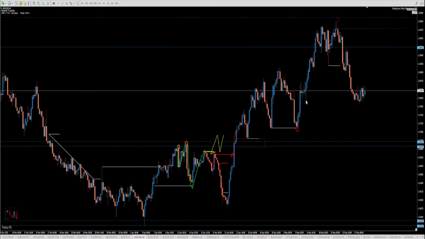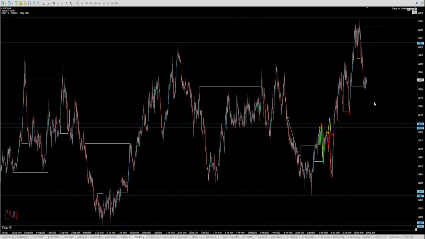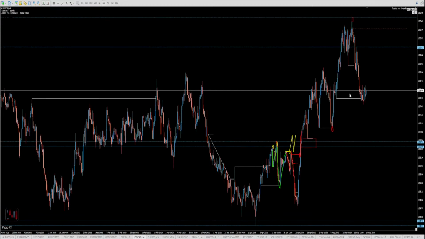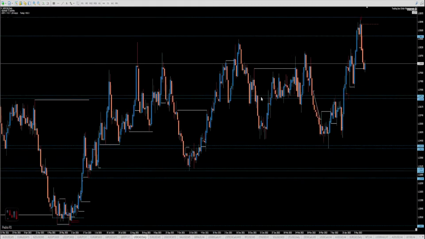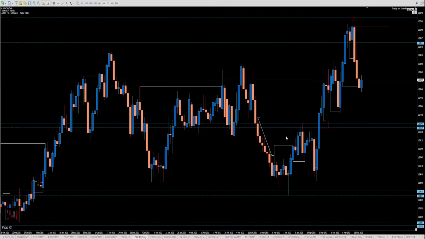So right now we just broke this wick, right? For me, this is an indication the price wants to go lower. So eventually I'm expecting dollar CAD to go lower. Just delete all this. Just take a look at the daily. Yeah, there's a swap zone. Yeah, definitely.